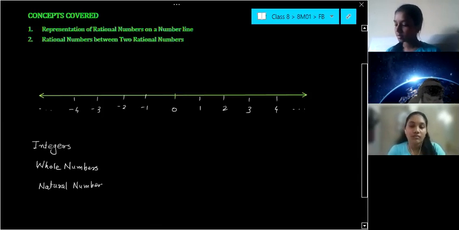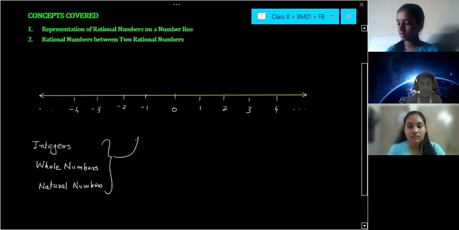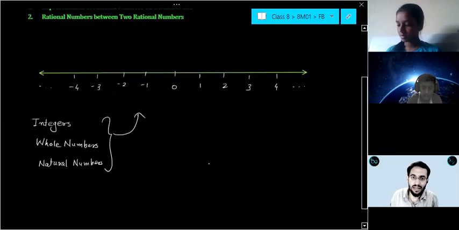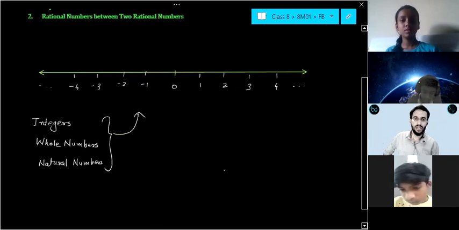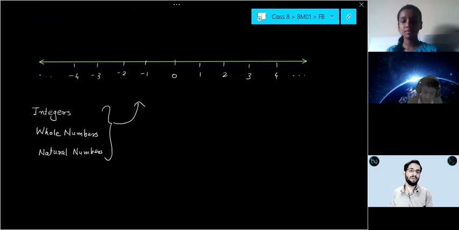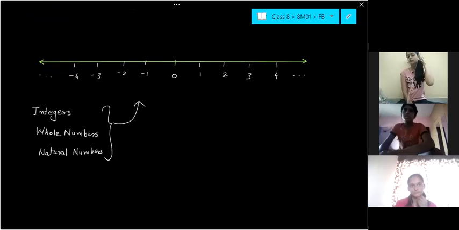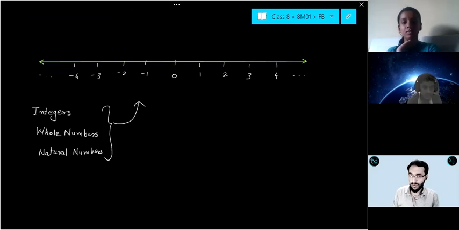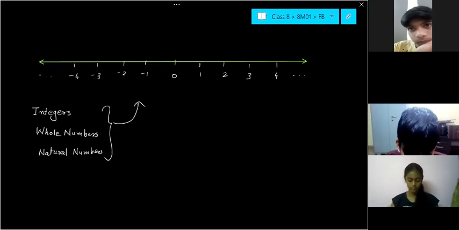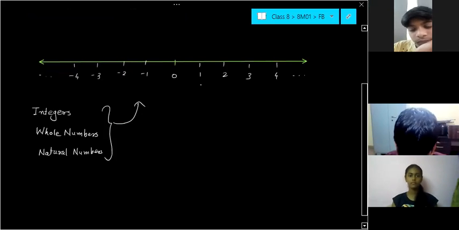Now we want to see whether we can represent rational numbers on number line or not. Rational numbers are the numbers which are in p by q form, right? Now we have to analyze how we can represent rational numbers on number line. Is this clear, everyone?